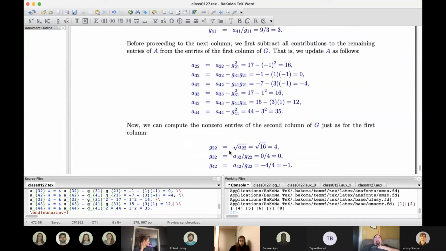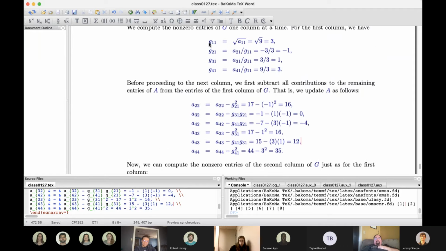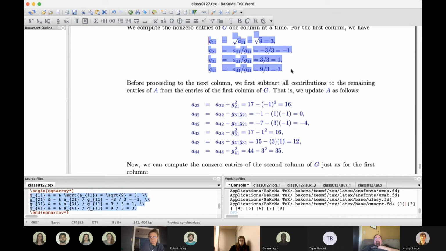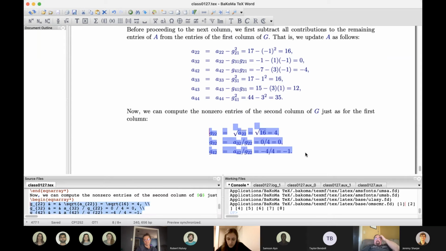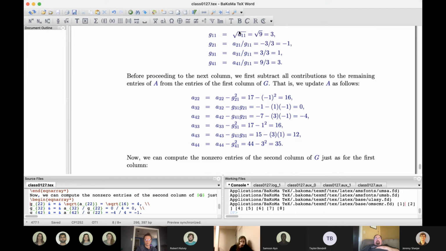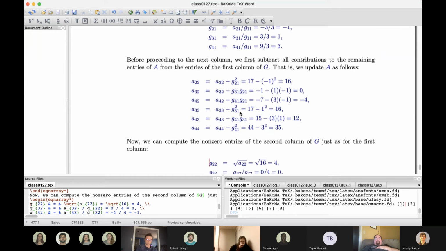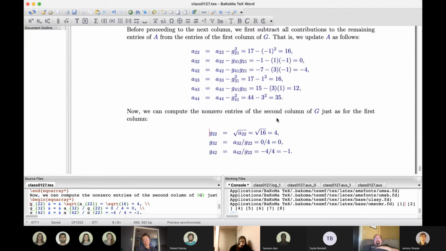Now I can finish the second column of G. I take a square root to get G22, divide by G22. I want to point out the similarity between these steps that gave me the first column of G, and these steps that give me the second column of G. So I square root, divide, subtract off contributions from A in the later columns, the columns I've not gotten to yet. Then I do the same thing, square root, divide.